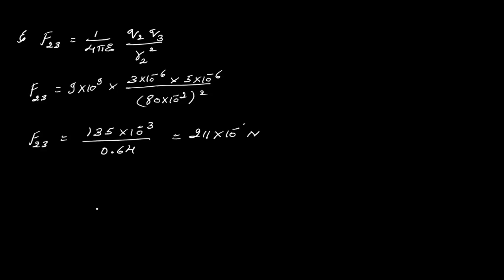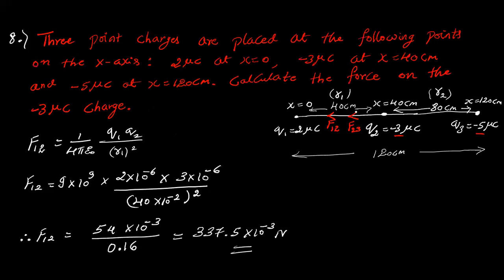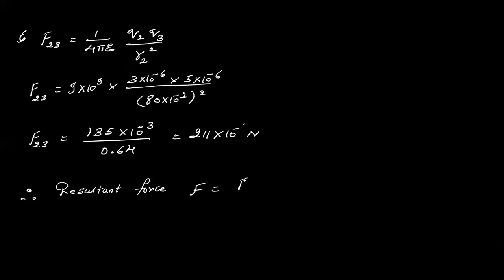Right? Now find the resultant force. Therefore, the resultant force F is equal to, since you observe in the diagram these two forces are acting in the same direction, we can add them. When two forces are in the same direction, just add them. When they are in opposite directions, you have to subtract. Now I can add these two forces to get the net force, that is F12 plus F23.